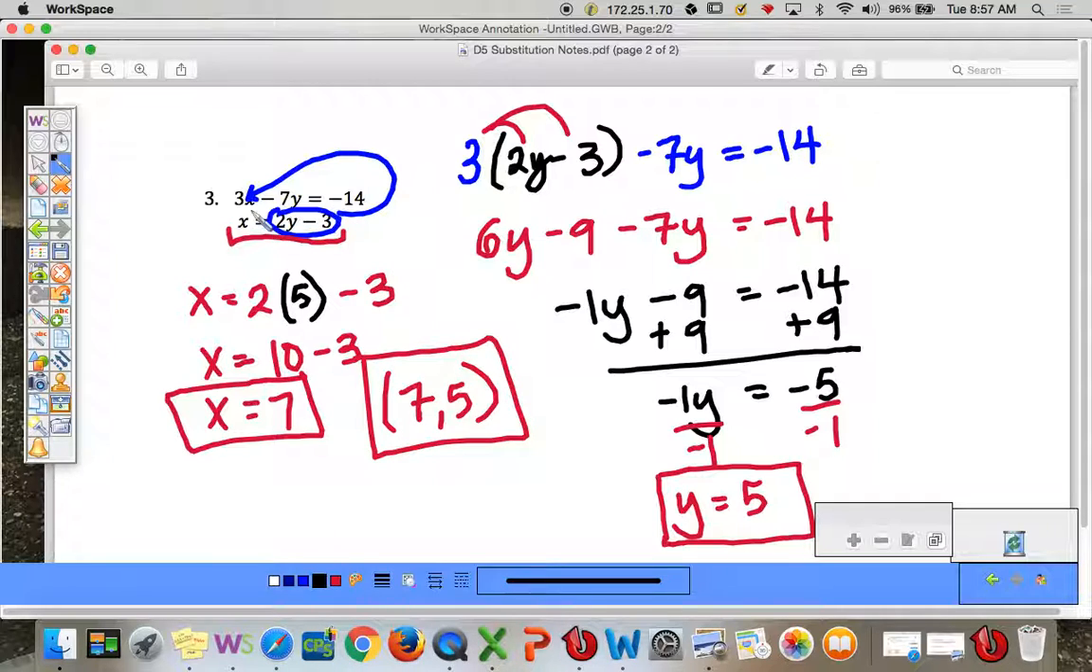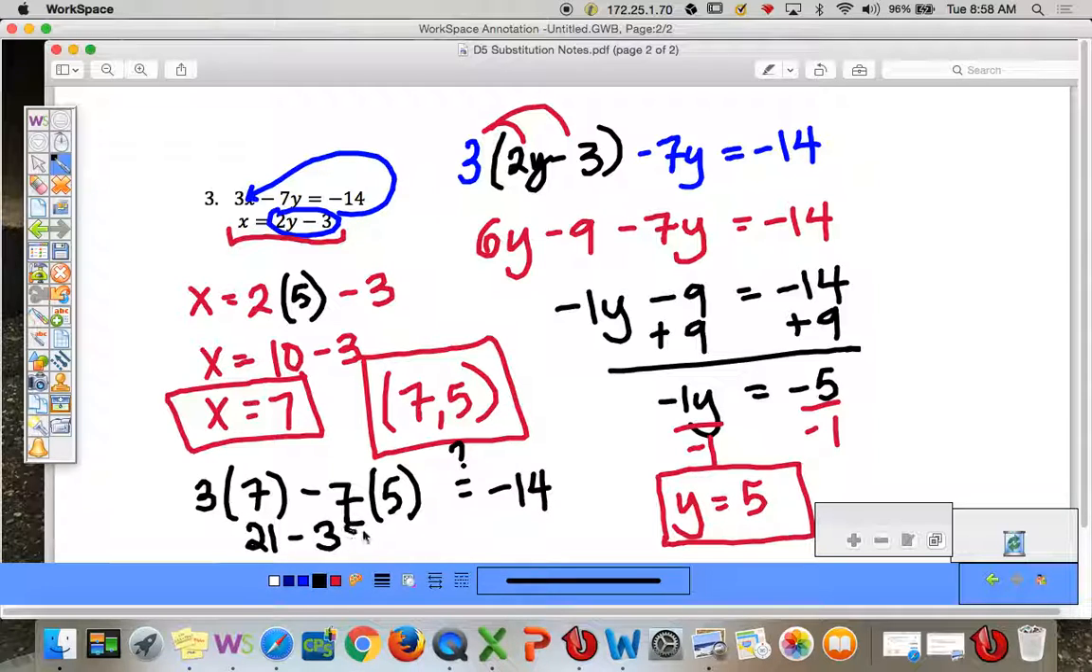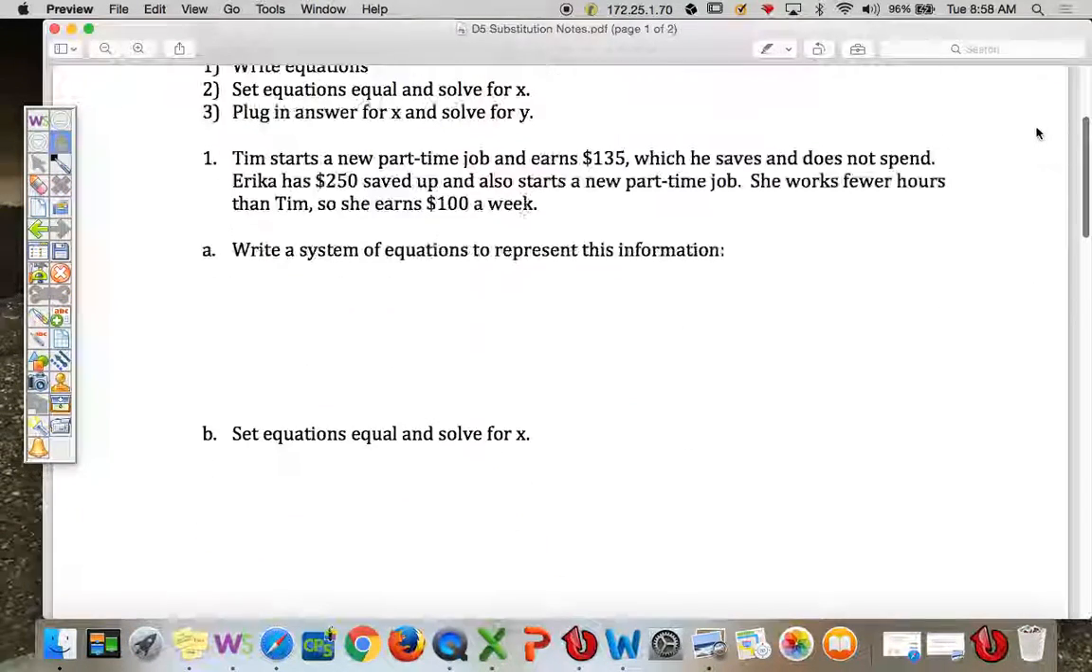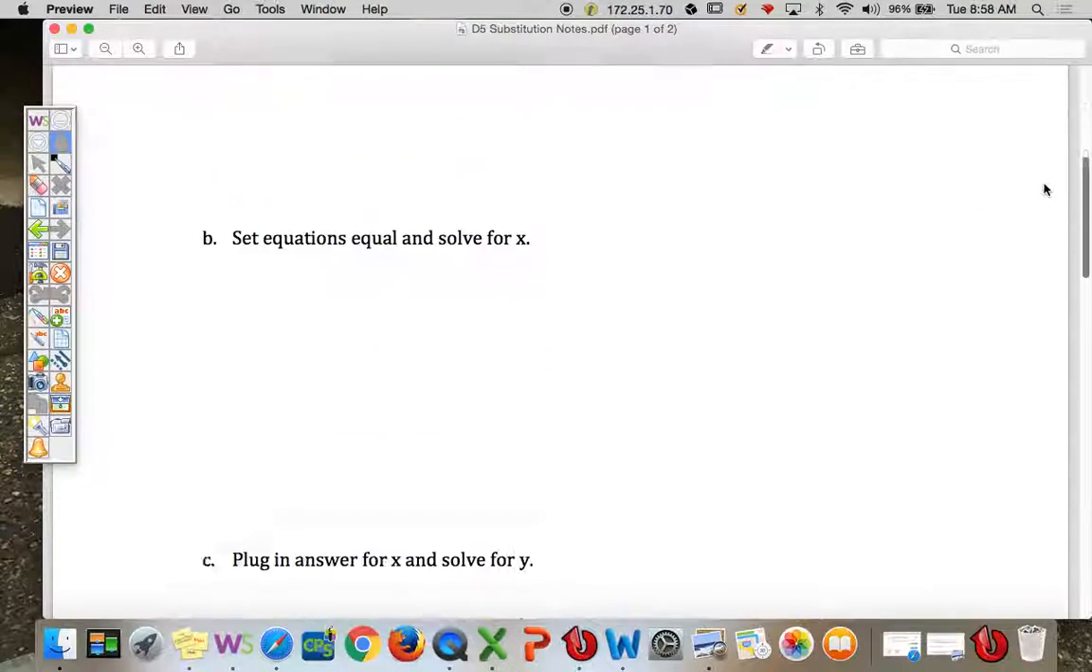And you can check your answer by plugging in 3 times x, which is 7, minus 7 times 5. Does that equal negative 14? So we're checking this, and we have 21 minus 35. And that does equal negative 14. So again, you can check your answer. So we have two lines, they cross, and they intersect at 7, 5. So for your assignment today, you're going to practice these three types of problems. Write your equation, y equals, set them equal, and solve, or plug one in for the other and solve.